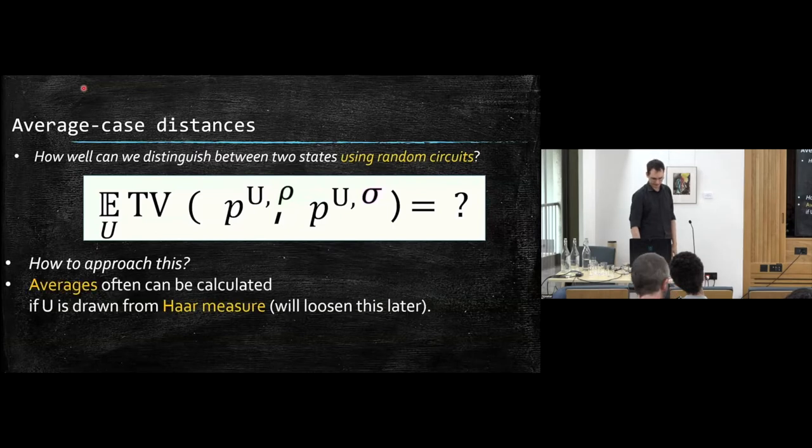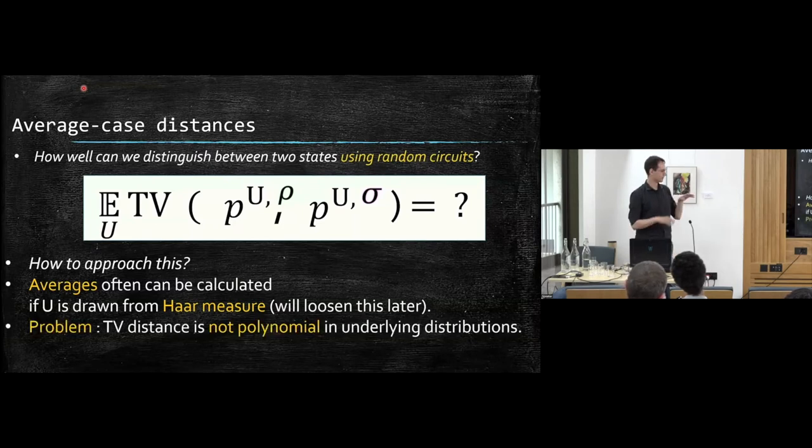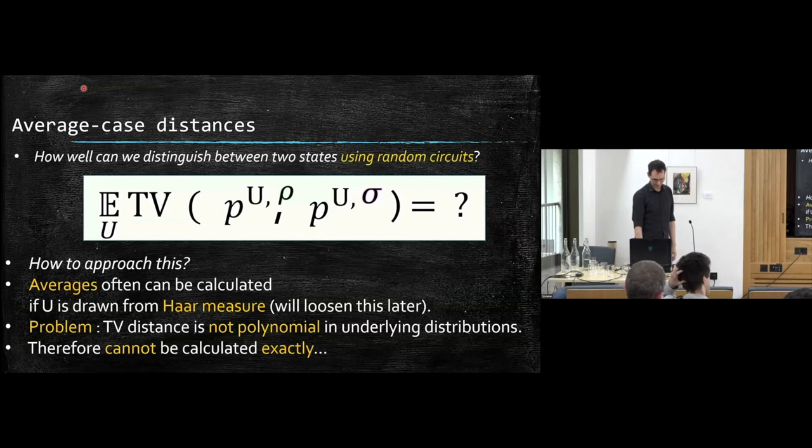In general, averages are often easily calculated if the unitary is drawn from Haar measure, if you can use some Haar measure integration techniques. But this is the case if the underlying functions that you want to calculate are polynomials in the probabilities, but here it's an absolute value. So it's a little bit troublesome, but fortunately there is a solution to that, which is not exact, but approximate.